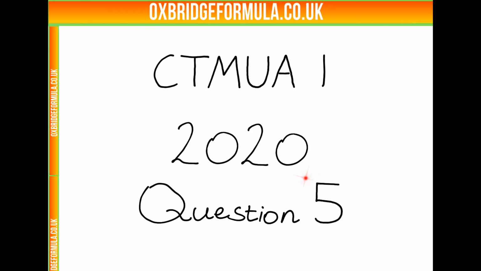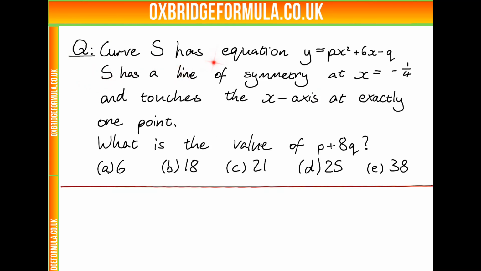Welcome to question 5 from the 2020 TMUA paper 1. The question tells us that the curve S has equation y equals px squared plus 6x minus q, and that it has a line of symmetry at x equals minus a quarter. We are also told that it touches the x-axis at exactly 1 point. Using this information, we're asked to find the value of p plus 8q.